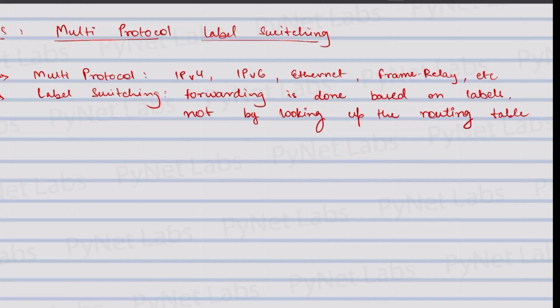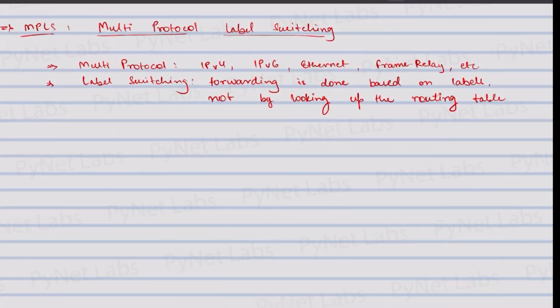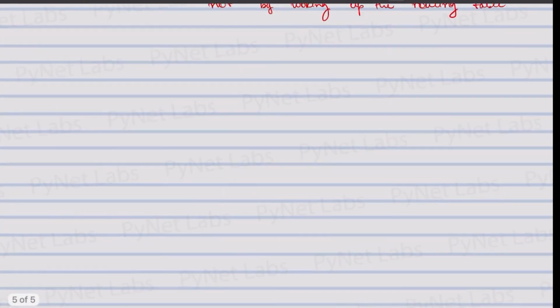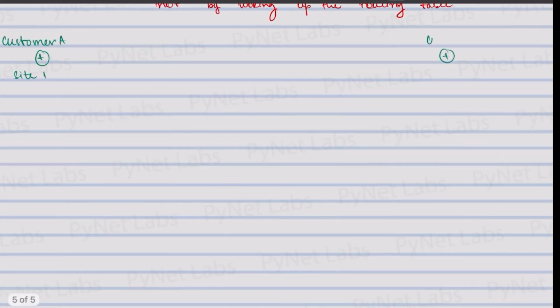We'll think of an example here where we have, let's say, two customers. We have tried this topology with our VRF configurations as well, right? What we had there was, let's say, a customer A having the site 1, customer A site 1, right? And then on the other side, we had customer A site 2.